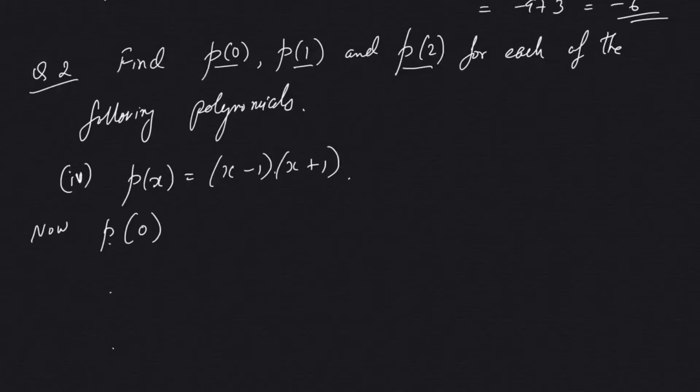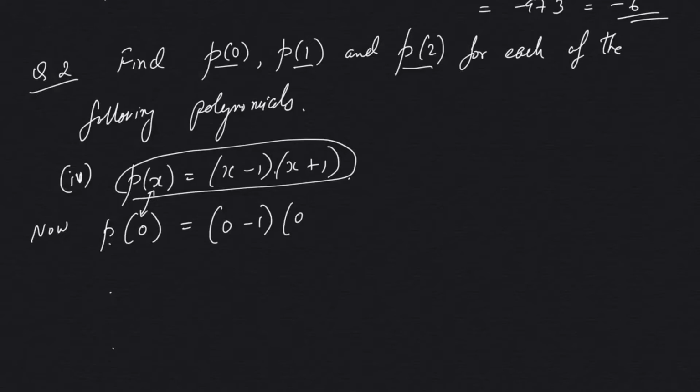P of 0, that is x will be replaced by 0 in this given polynomial. It's simple. So 0 minus 1, 0 plus 1. That means wherever there is x, you will just replace it by 0. Simple as that. So that's minus 1 into plus 1. This is multiplication. So 1 ones are 1, and minus into plus gives minus.